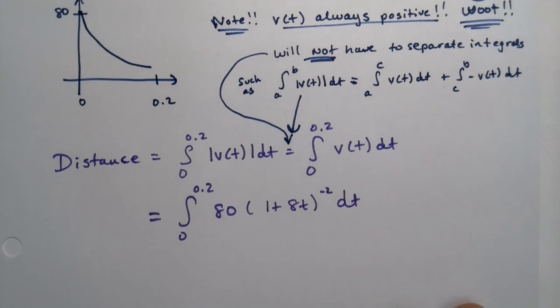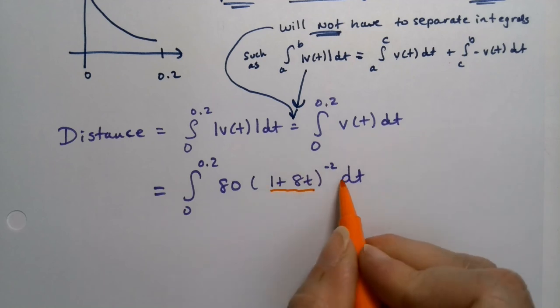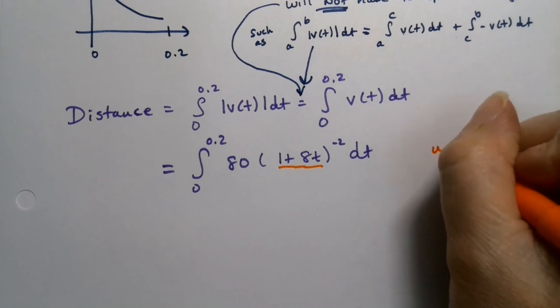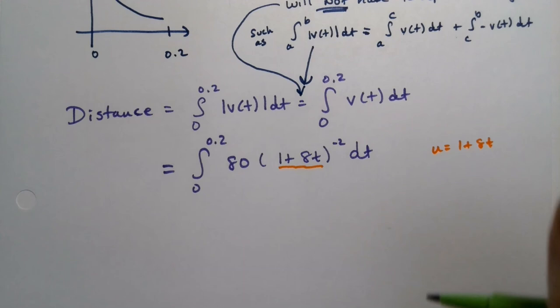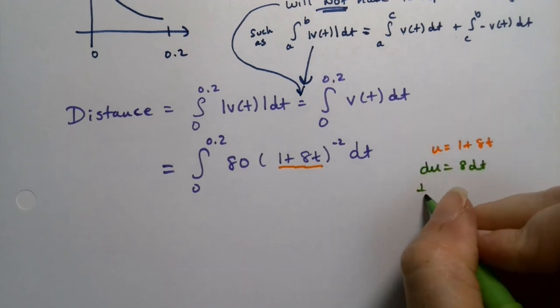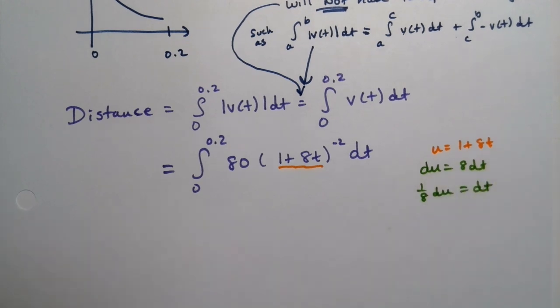I'm going to need u substitution. I can see it from a mile away. I have a function nested inside another function. Okay, so we got to go somewhere and figure this out. u is 1 plus 8t. This is looking familiar. du is 8 dt. I don't want du, so I want 1/8 du, which is dt.